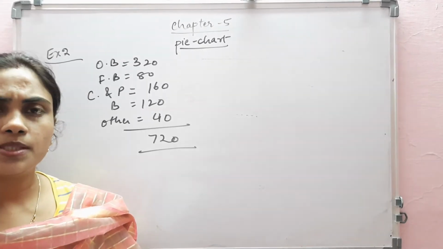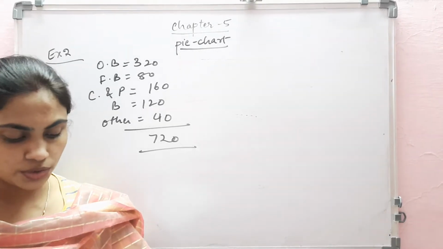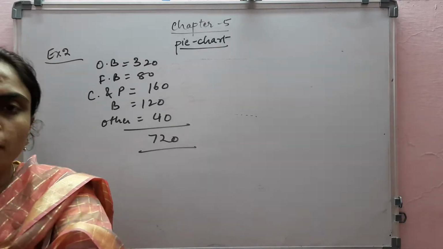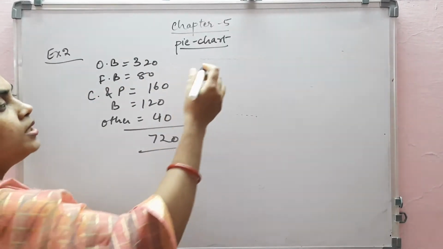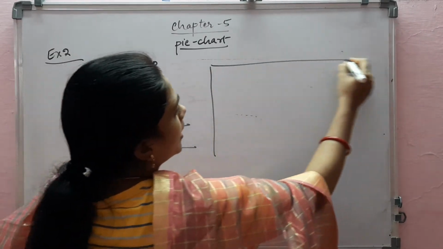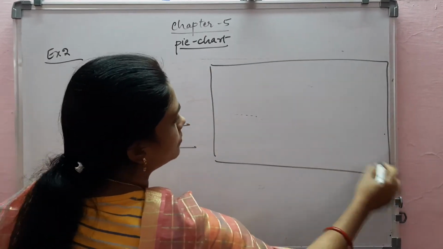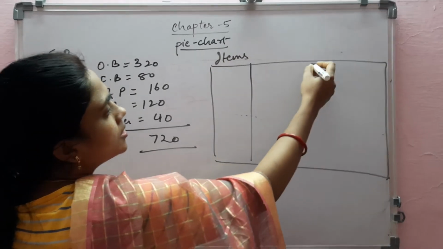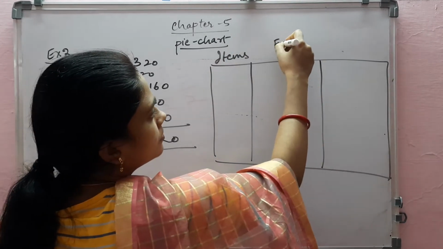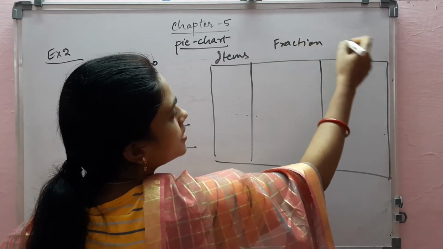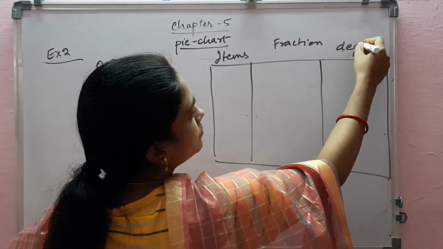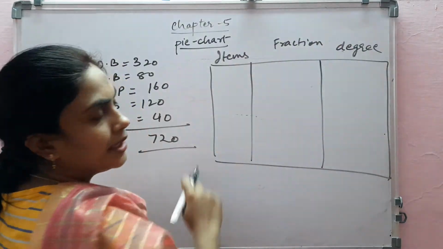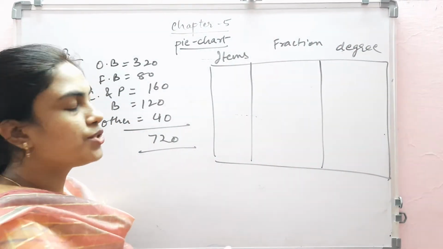So how can we represent it in pie chart? If we want to draw any conclusion, we will make a tabular form. We will represent it in a tabular form. Suppose these are the items. These are the items. This is fraction and this is degree form. Now we are converting from fraction to degree.